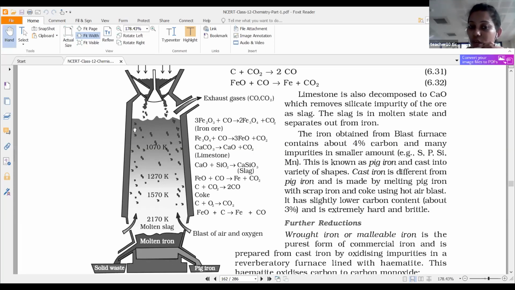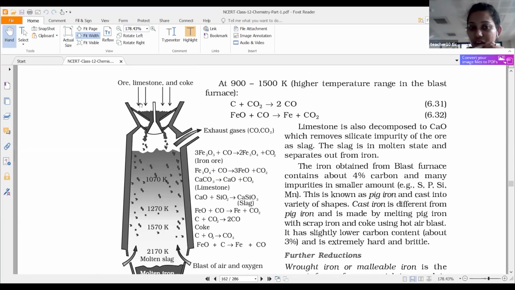So here almost all three processes take place, students. What are those processes? First process is crushing, that you have to do outside. Crush it and then make powder. Then concentration, that also you have to do outside. Wash it, that means hydraulic washing. If it is hematite, go for magnetic separation if it is magnetite. After that you have to add that ore to this reaction chamber, the blast furnace.